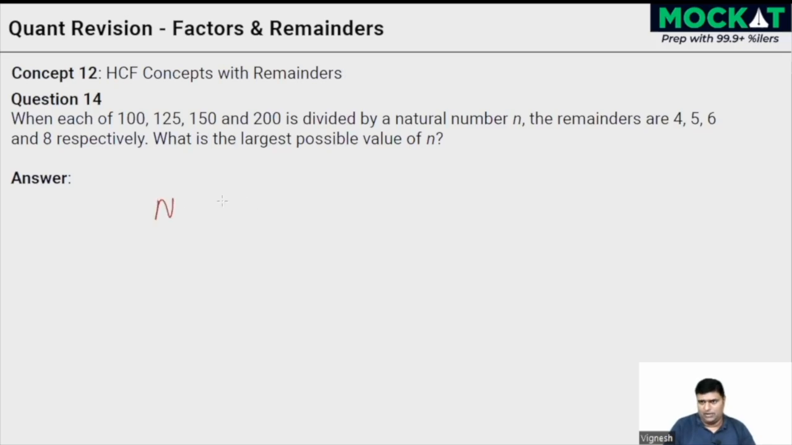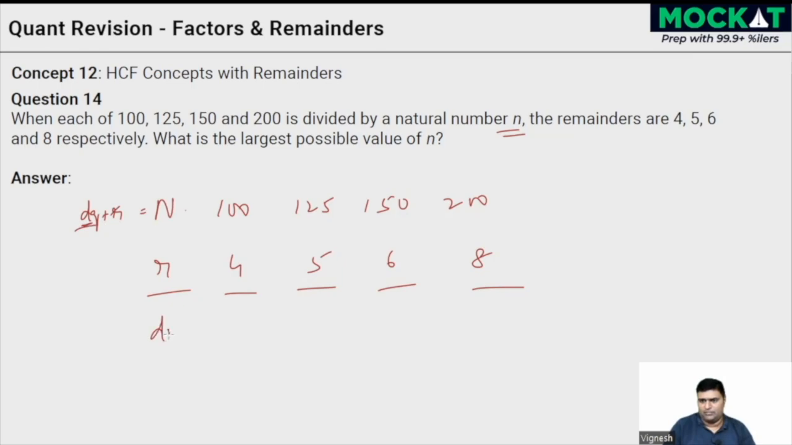The numbers are 100, 125, 150, and 200. Each number can be written as dq plus r. Now, they're all being divided by the same natural number n, the same divisor d, and they're getting 4 different remainders: 4, 5, 6, and 8. From these numbers, if I get rid of the remainder, I'm going to be left with the dq format.